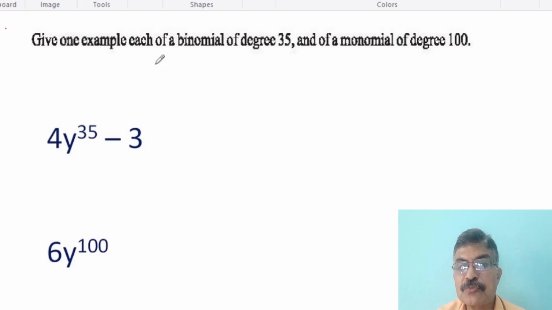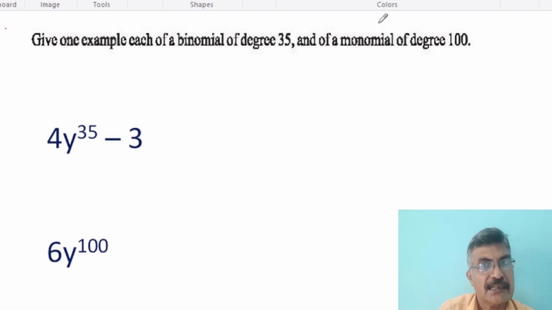Give one example of a binomial of degree 35 and a monomial of degree 100. Binomial means a polynomial with 2 terms. Its degree should be 35. Degree means the highest power of the variable used in that polynomial. Here the answer is 4y raised to 35 minus 3. Two terms are there, so it is a binomial. This 4 is not required. You can also write it as y raised to 35 minus 3, or x raised to 35 minus 3, or r raised to 35 minus r, whatever it may be. The condition is that 2 terms should be there and the degree should be 35.